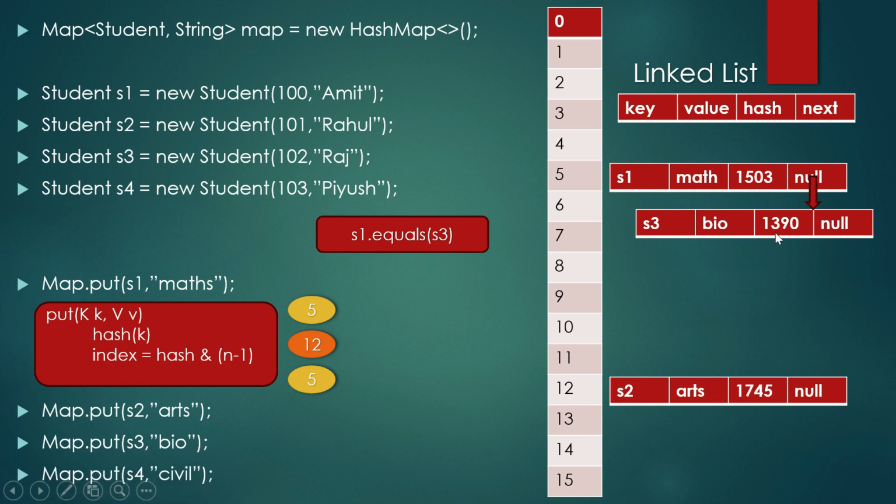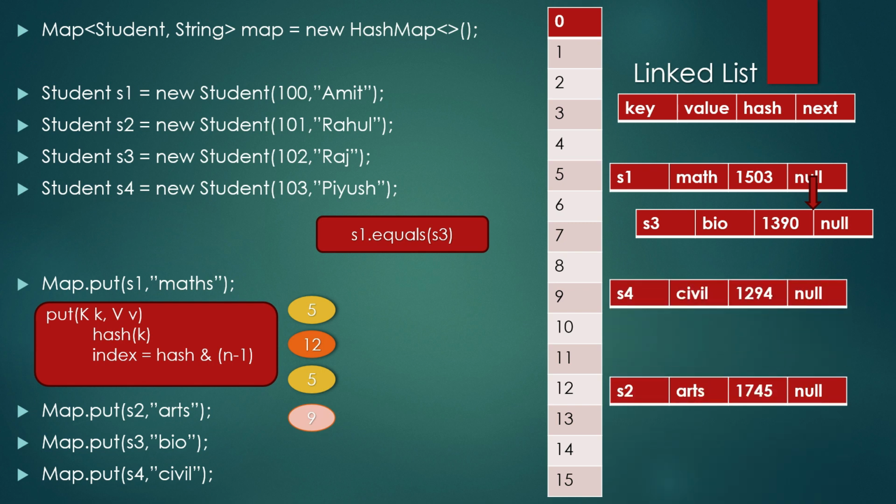Okay, now let's try to put another element, that is S4 civil. Now let's assume that the index is 9, so it will directly put S4 on the 9th index like this.